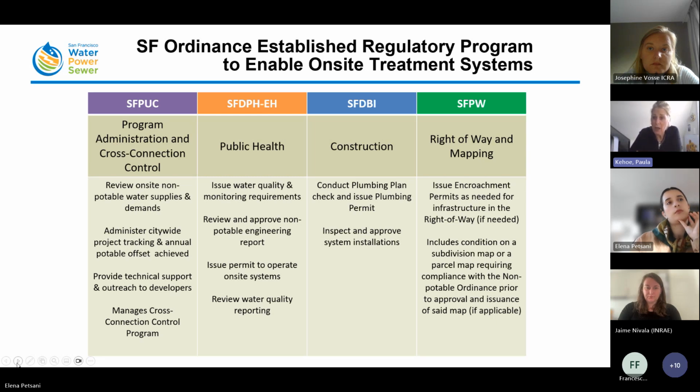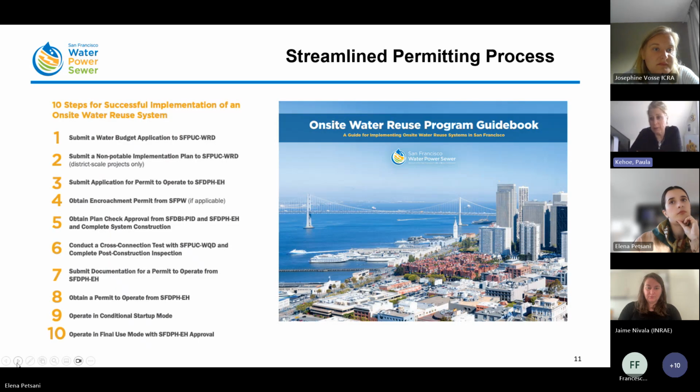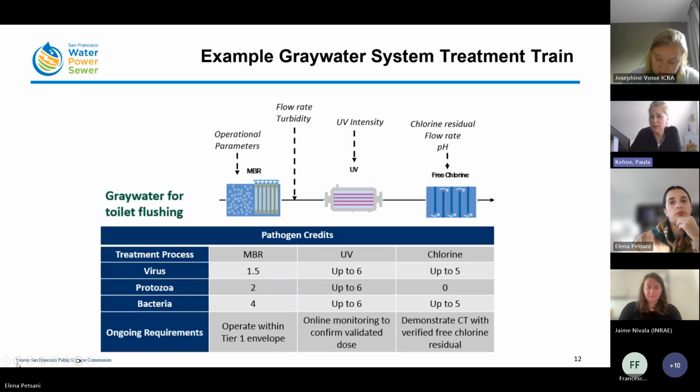We also recognize the need to streamline the permitting process to make it as efficient and effective as possible so developers could move through the process quickly. And so we've developed guidebooks and technical assistance to help developers move through the process to install these systems.